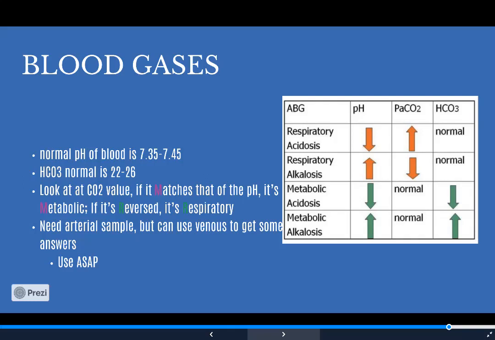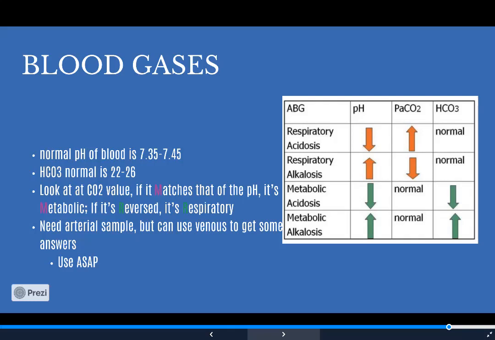7.45 and over, so 7.5 would be alkalotic. All right. So 7.46 would be alkalotic. If we look then at our bicarb, so HCO3, the normal is 22 to 26. Okay. So anything outside of that range would be abnormal.